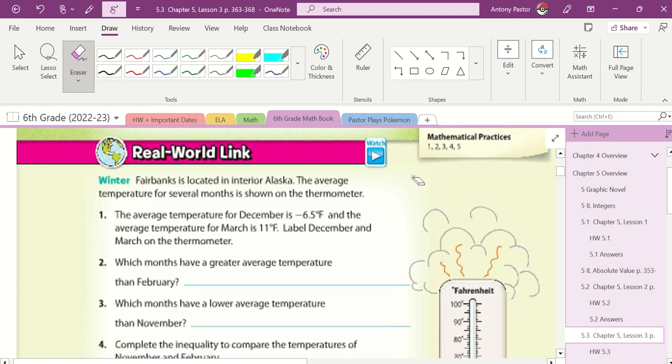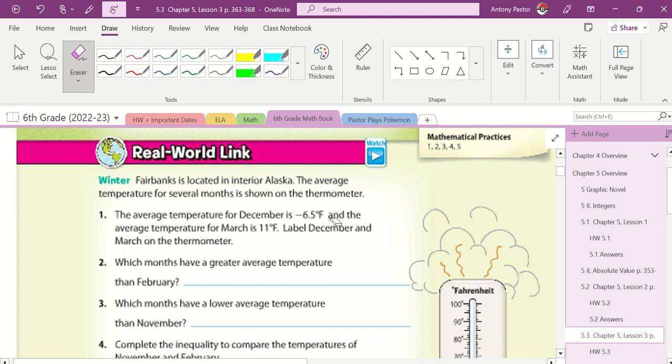Fairbanks is located in interior Alaska. The average temperature for several months is shown on the thermometer. The average temperature for December is negative 6.5 degrees Fahrenheit. And the average temperature for March is 11 degrees Fahrenheit. Label December and March on the thermometer.